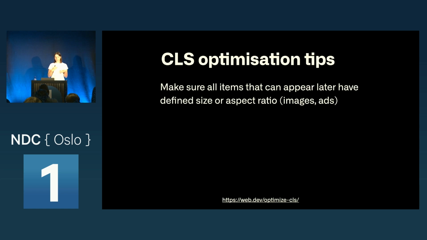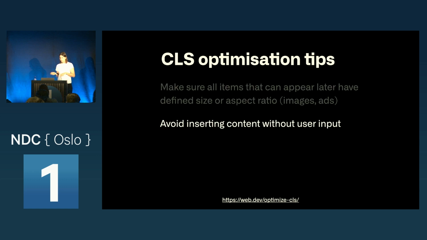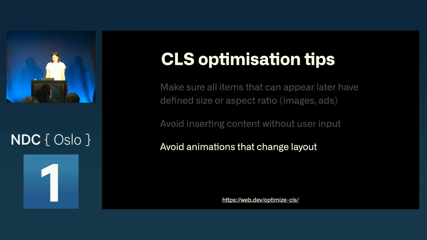So the optimization tips. Make sure all items that can appear later on the page have a defined size, so width and height, either in CSS or in the mockup, or they have a defined aspect ratio. So this is about images, ads, everything that pops up later. You want to save the space for that, at least a min height for this element. You want to avoid inserting content without user input, because this counts as spontaneous shifts. You want to avoid animations that change layout again.